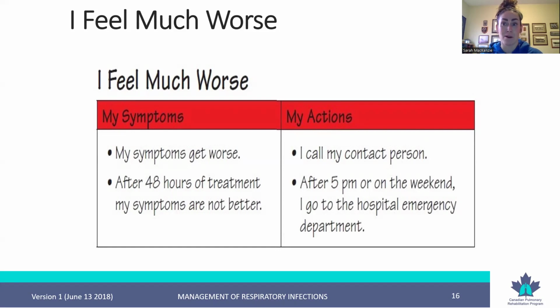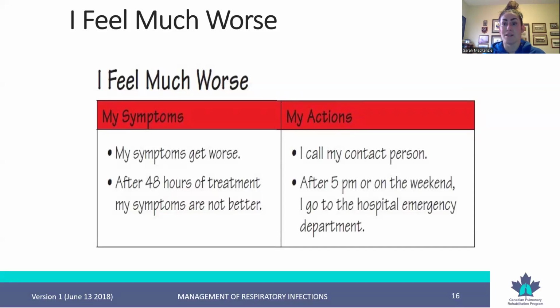You probably need to be on more oxygen, or oxygen at all, and just receive that bump up of care that the hospital can provide. So I wouldn't delay at all. If you're starting to go downhill at the 48-hour mark, go to the hospital.